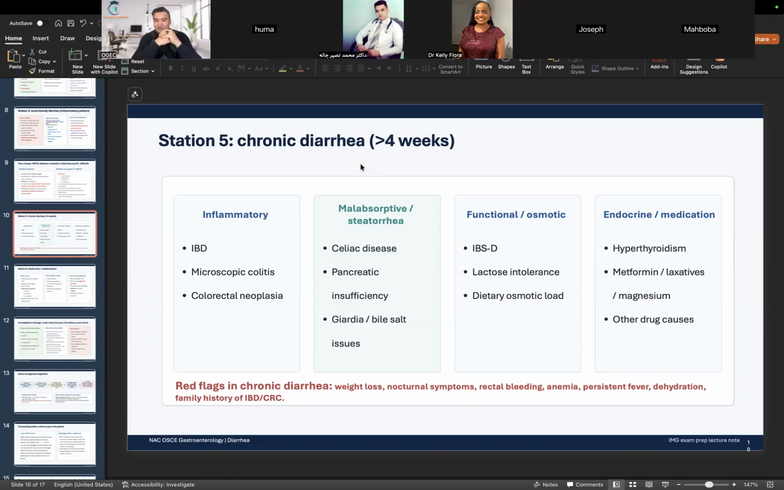For malabsorptive steatorrhea: celiac disease, pancreatic insufficiency, giardia, bile salt issue. Now, for functional: IBS, lactose intolerance, dietary osmotic load. For the endocrine and medication, it could be hyperthyroidism, metformin, laxative use, magnesium, or other causes. So these are the things that I have to cover. The red flags in chronic diarrhea: weight loss, nocturnal symptoms, rectal bleeding, anemia, persistent fever, dehydration, family history of IBD, and cancer.